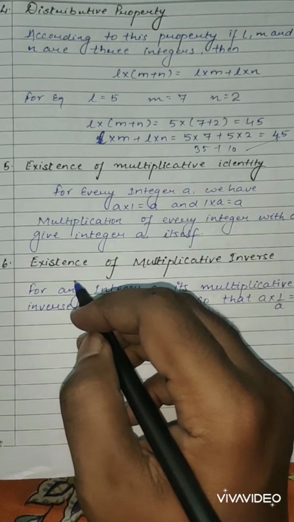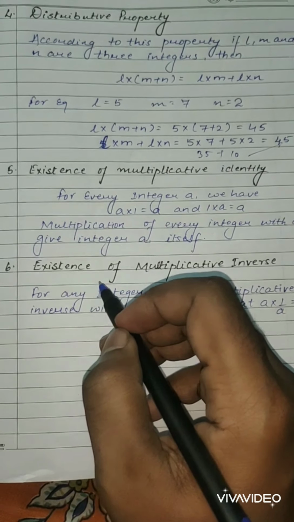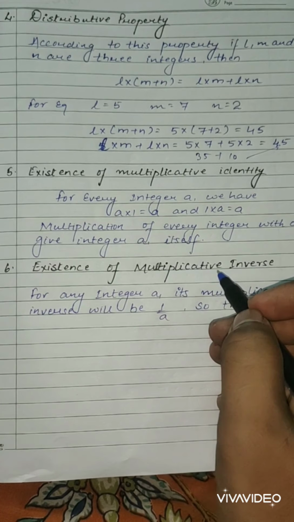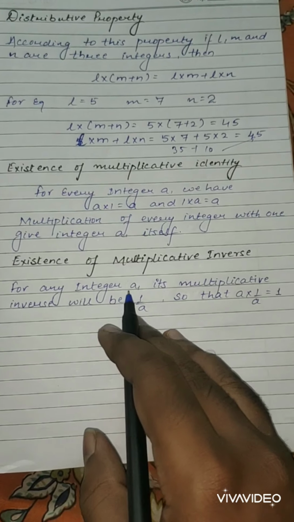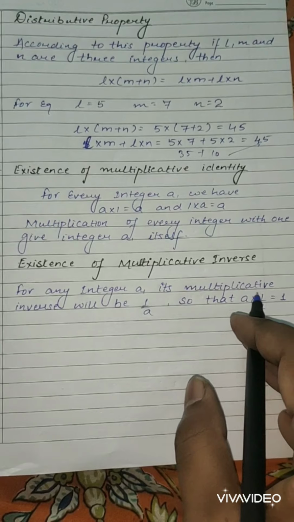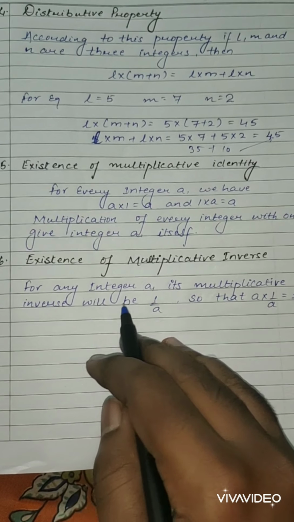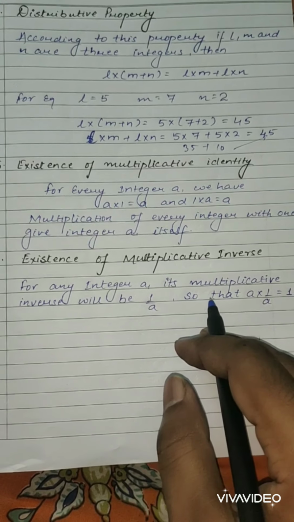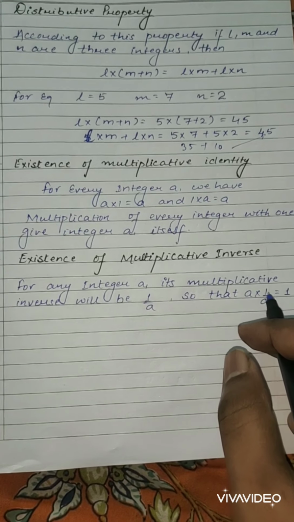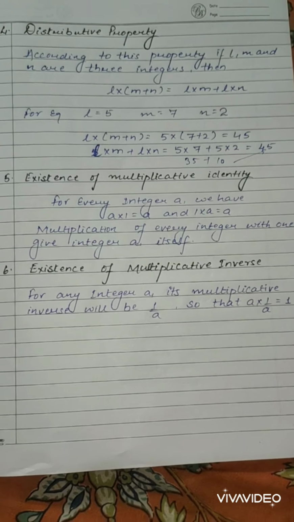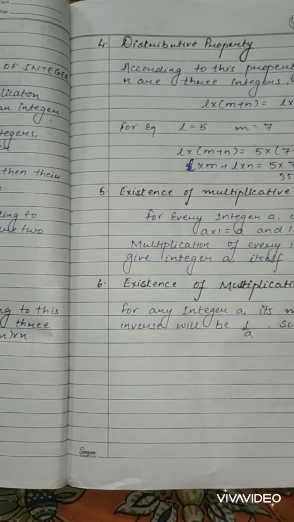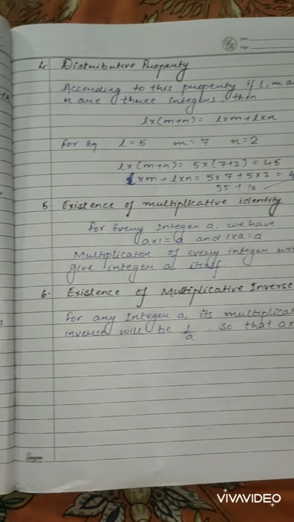Now your sixth property is existence of multiplicative inverse. For any integer a, its multiplicative inverse will be 1 upon a, so that a multiplied by 1 upon a gives you 1. I hope you have understood all the 6 properties.